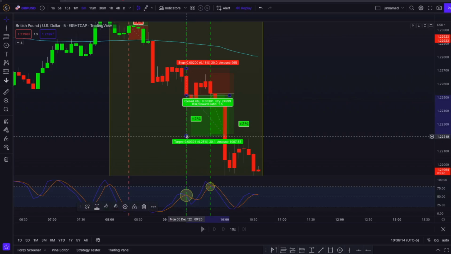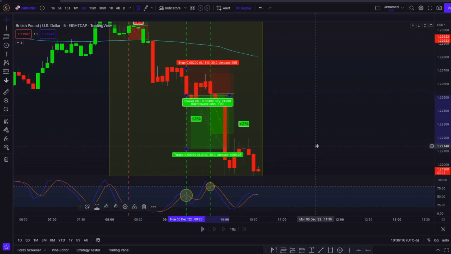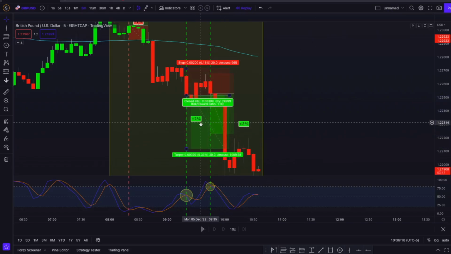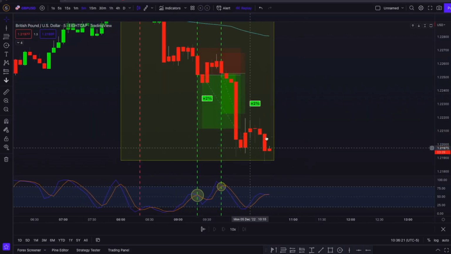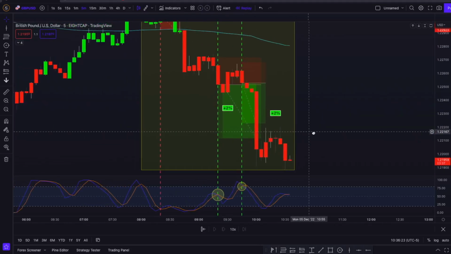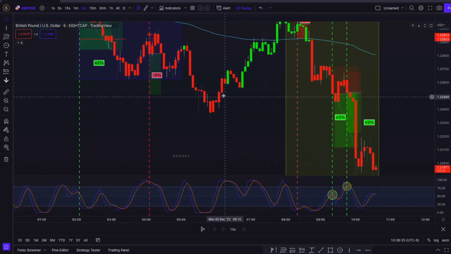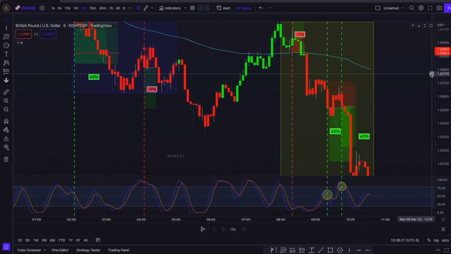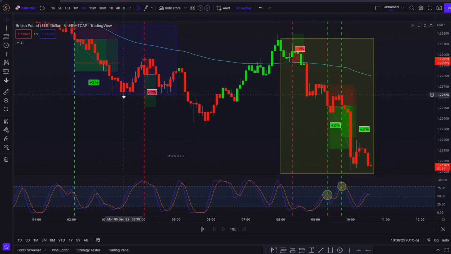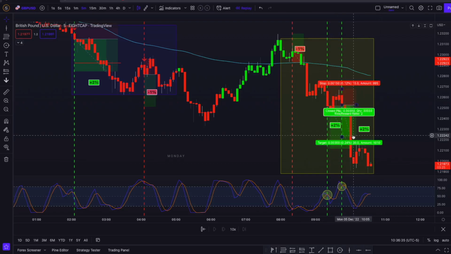The first trade was also a 2-to-1 risk reward ratio trade, making me a total of 4% net profit during the New York kill zone. So all up on British Pound US dollar for this Monday, we traded during the London kill zone and the New York kill zone, and we made a total profit of 4% on the day. That's not bad at all.